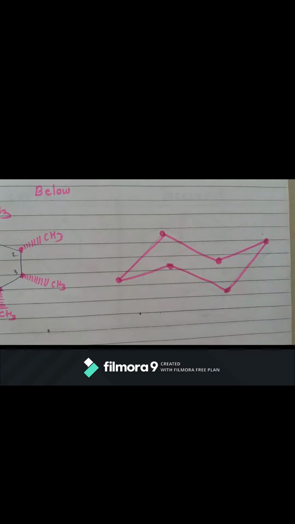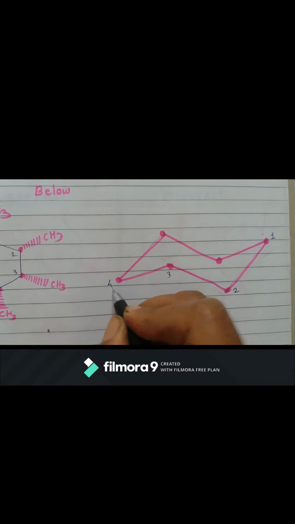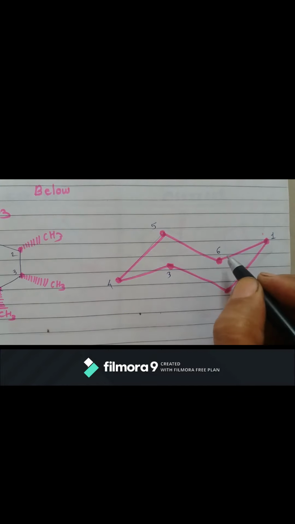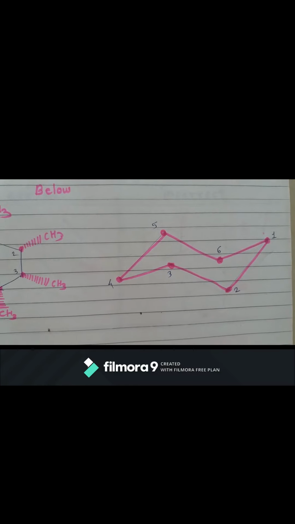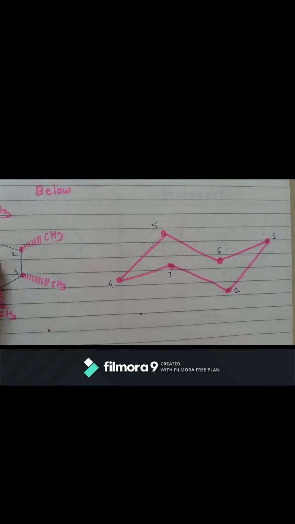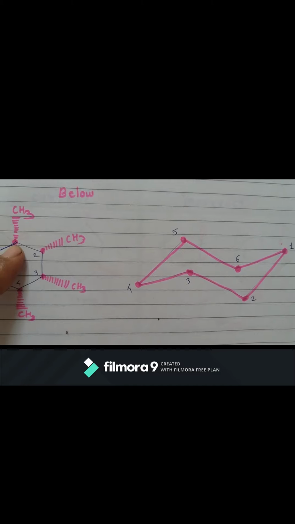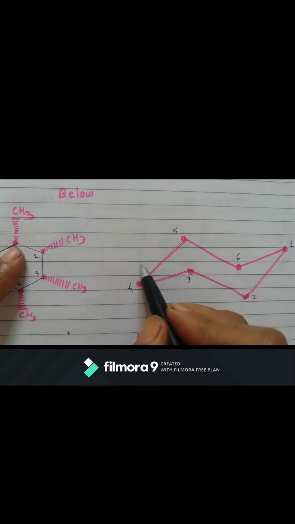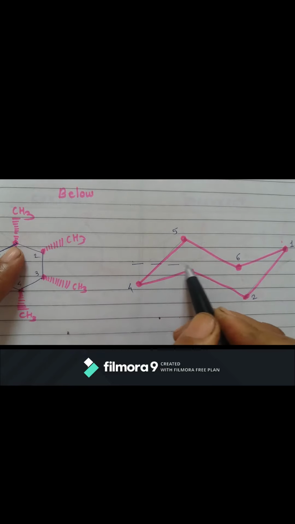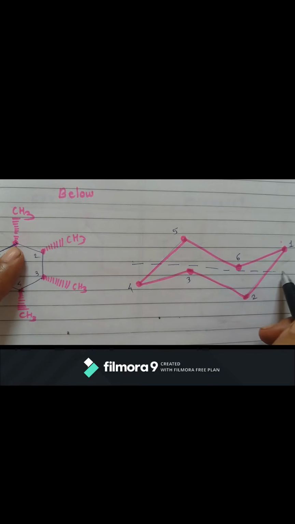We'll number them: first, second, third, fourth, fifth and sixth. Okay, so now we have to draw all these methyl groups which are below the plane. So first one, we will see this one below the plane. So we have to draw below the plane. First we can draw the plane of the paper. Consider this one is the plane of the paper.